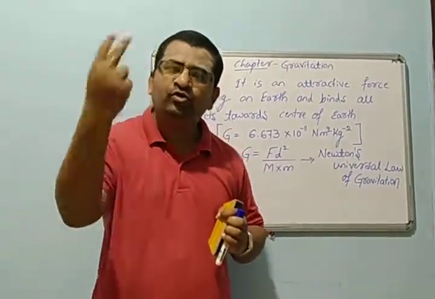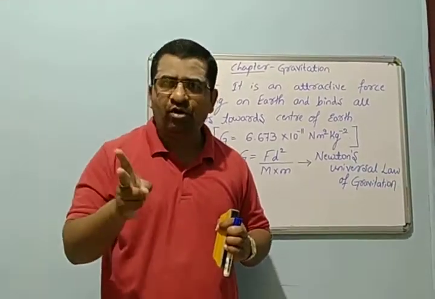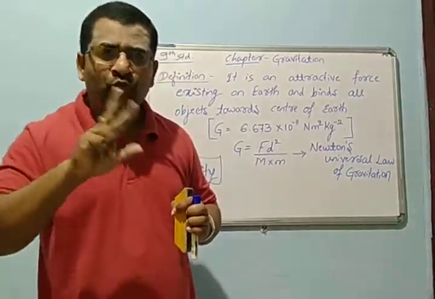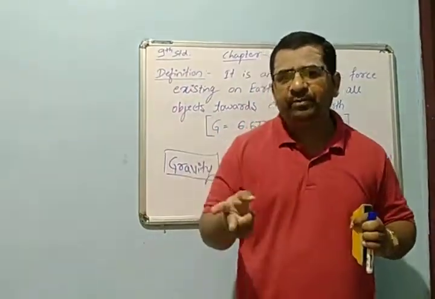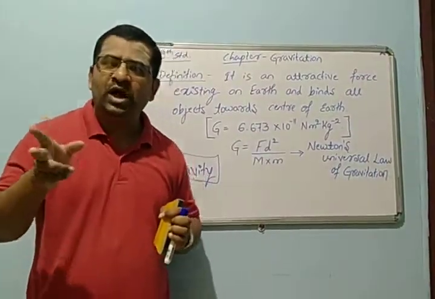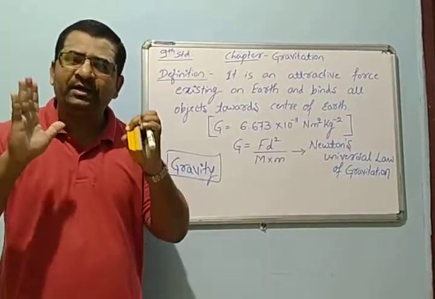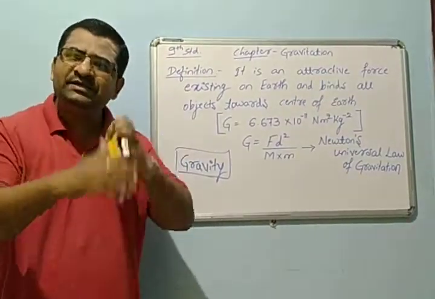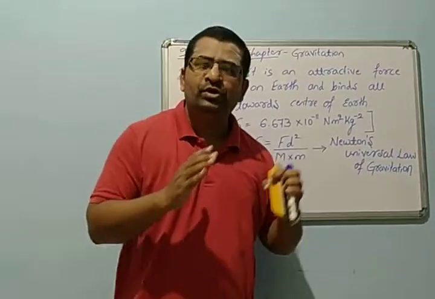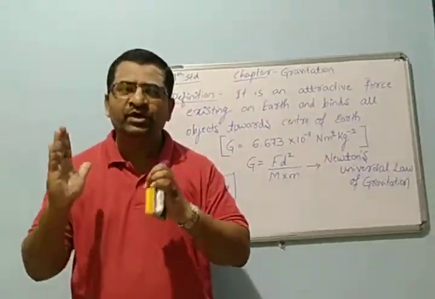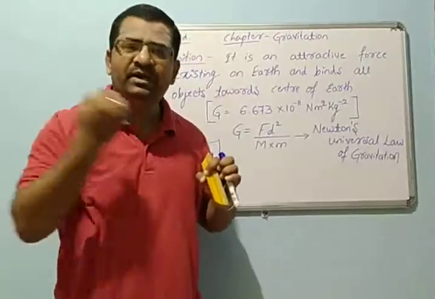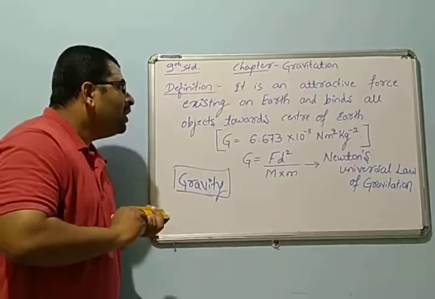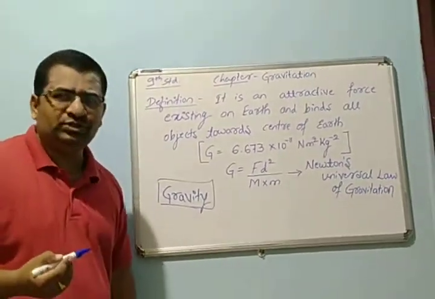And there come another two forces according to Newton's third law of motion: centrifugal force and centripetal force. These two forces are equal and opposite, and that makes the moon revolve around the earth in a particular orbit. The same applies to the planets also. Centrifugal and centripetal forces balance each other and make the planets revolve around the sun in a particular orbit.